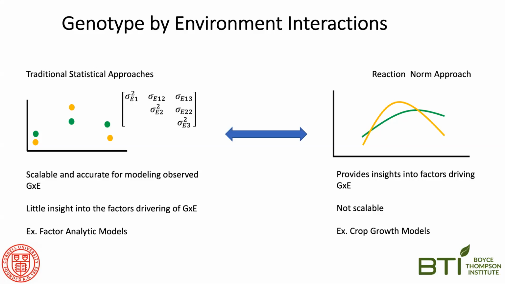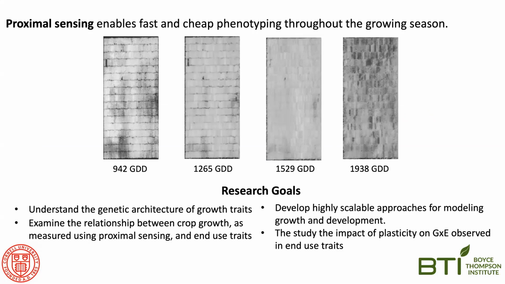And in terms of what we're working on in my lab is trying to operate in between these two areas, right? So looking for ways to be able to actually start modeling crop growth in a very scalable way to allow us to do this across a lot of environments and a lot of genetically diverse material. And really key at doing that is a lot of the advances that have been made in various proximal sensing technologies. So this enables fast and cheap phenotyping throughout the growing season.